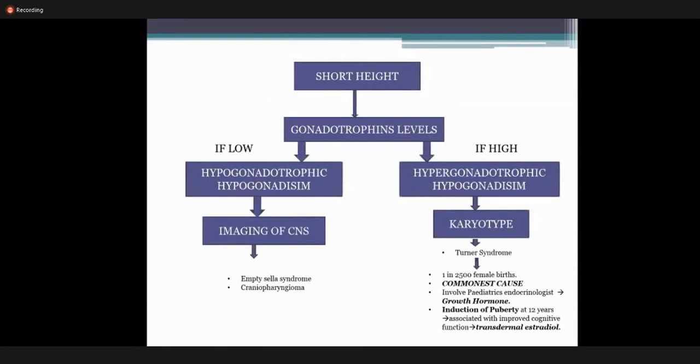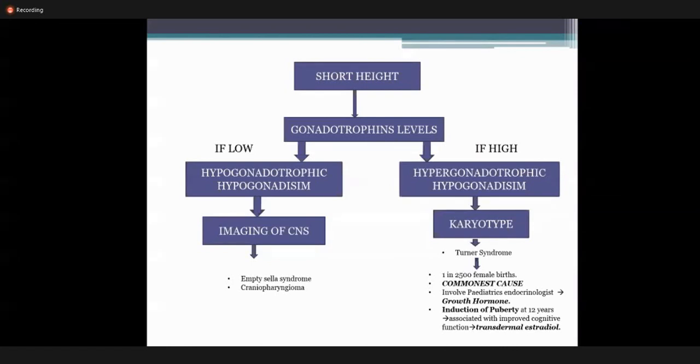Now coming over to the third category of short height, check for the gonadotropin levels again. It again may be hypogonadotropic or hypergonadotropic. In hypogonadotropic hypogonadism, check for imaging of CNS, empty sella or craniopharyngiomas. If hypergonadotropic hypogonadism, check for the karyotype. It may be Turner syndrome, 45XO. The treatment is again hormone replacement therapy.